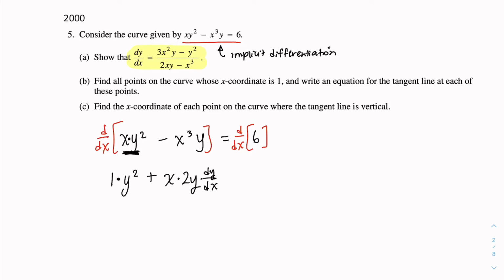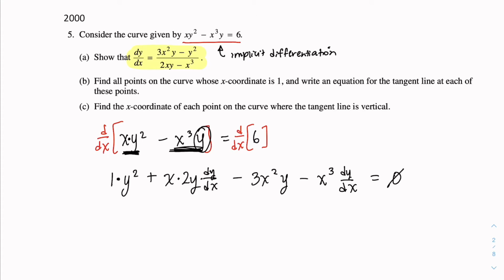Okay, so we took the derivative of the first term, let's do the derivative of the second. Pause the video and try it yourself. So notice that the derivative of y all by itself is just dy dx, or 1 dy dx. On the right side, the derivative of 6 is 0. Okay, now let's have a look.